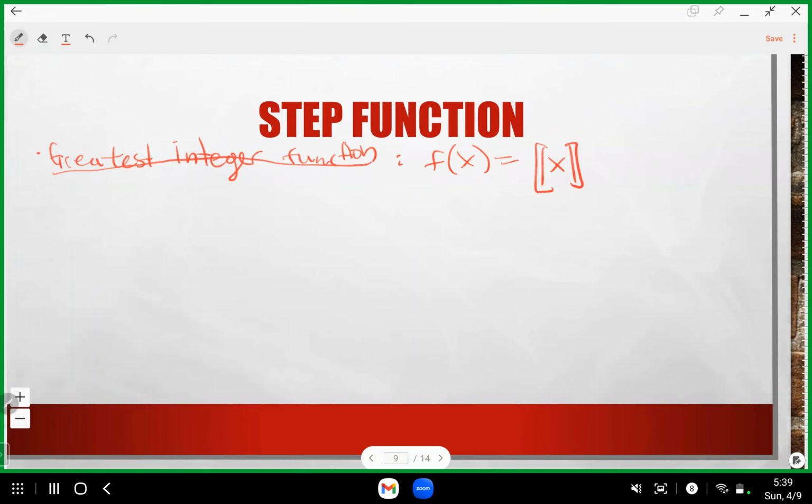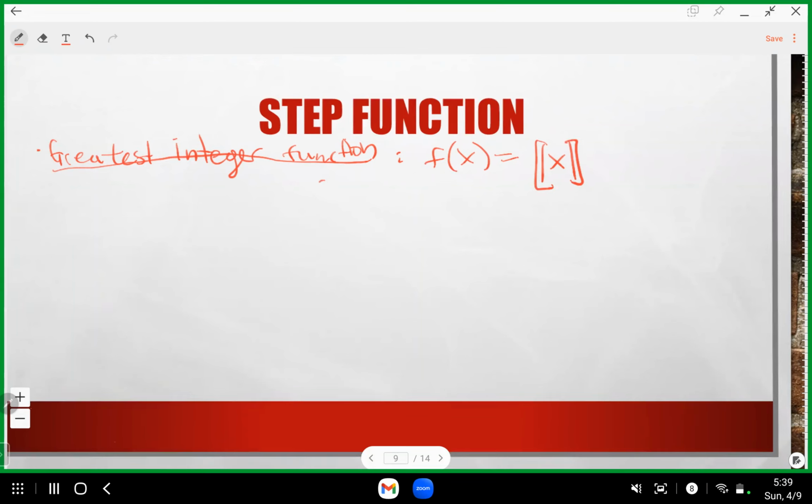So what's the definition of a greatest integer function? That means f of x is the greatest integer less than or equal to x. So what does this actually mean? Let me give you some examples.